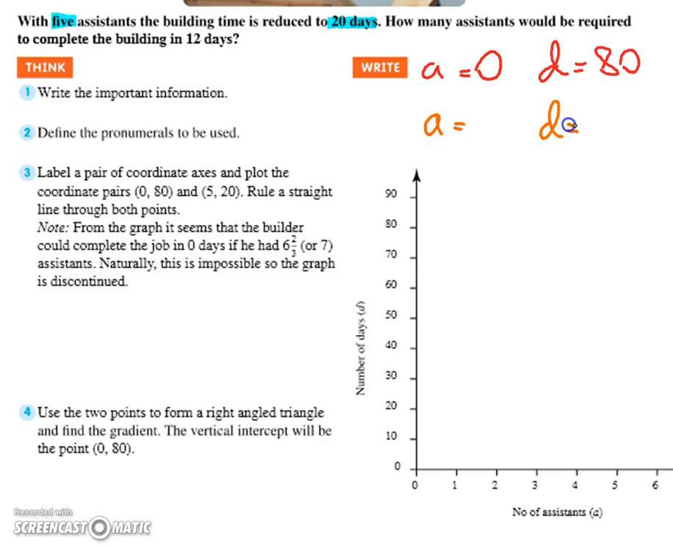What was the other bit of information? 5 and 20. Excellent. Now, that's the third one. That's the one where we want to find how many assistants he needs for 12 days. Is that cool? So the information we've got is when he's got no assistants, it's 80 days. When he's got 5 assistants, it's 20 days.